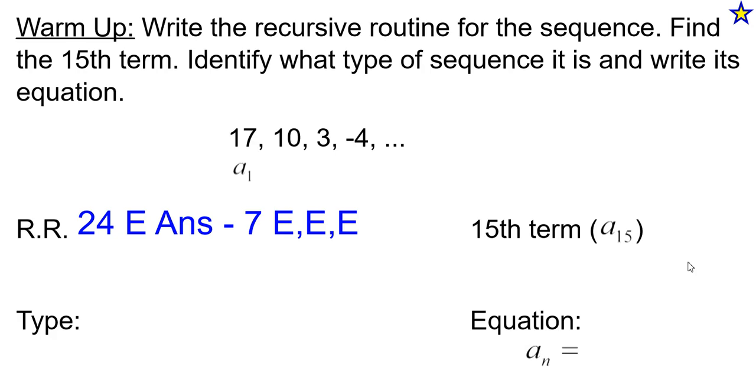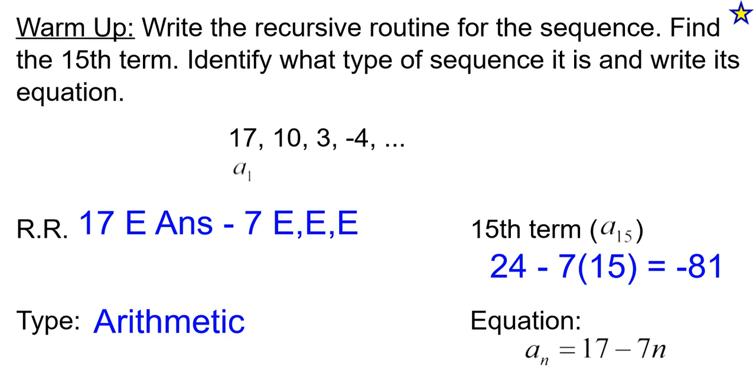Because I have a common difference, I know it's an arithmetic sequence. And I can take that recursive routine and turn it into my equation pretty easily by knowing I have to start with 24 and I'm taking away 7 each time. So I could write that as 24 minus 7n. To find the 15th term, again, you could go to the recursive routine and just count 15 enters of taking away 7. Or I could put 15 into my equation for n and find my term value that way, and that would result with a -81.